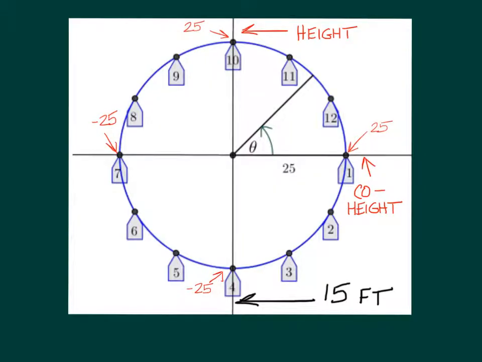So the diameter is 50 feet. That means from here to here is 50 feet. So the radius is 25. Remember, we've been over height and co-height before. Co-height is left to right. And if you go to the right, the co-height is positive. If you go to the left, the co-height is negative. That's why we have positive 25 here, negative 25 there.